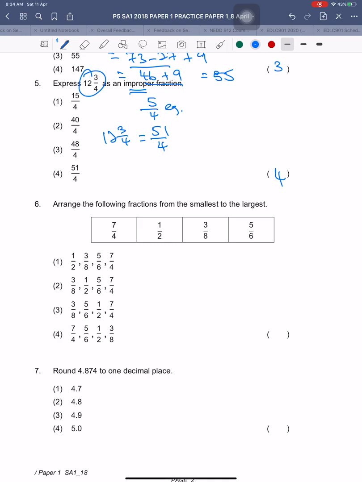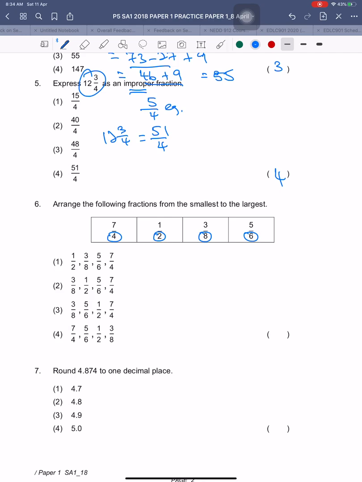Okay, next, arrange the fractions from the smallest to the largest. Alright, so the method that I taught you is to convert all the denominators 4, 2, 8 and 6 into the same denominator. So remember our good friend, the lowest common multiple, LCM. So 4, 2, 8 and 6.